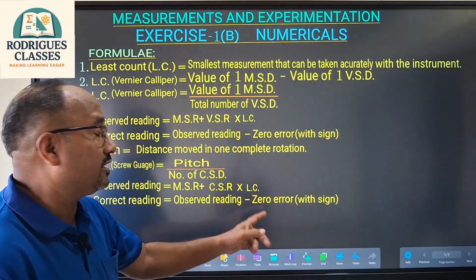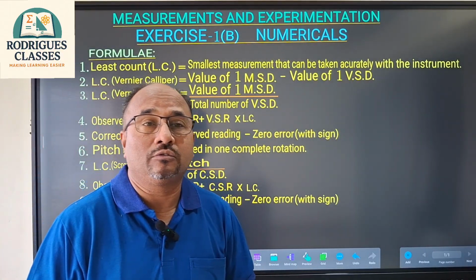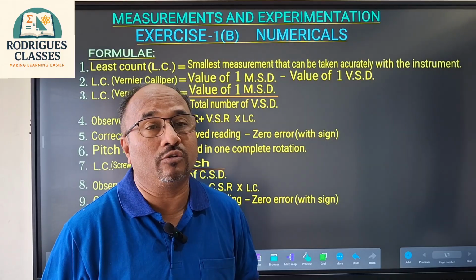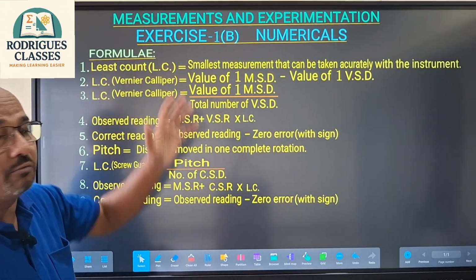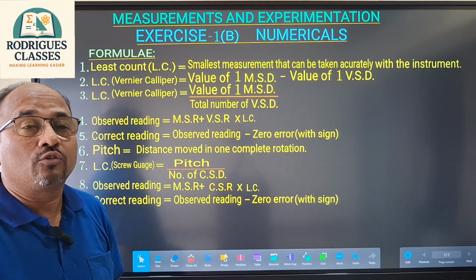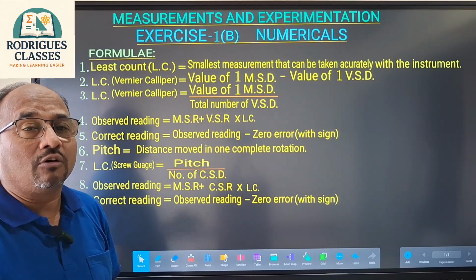Same thing will happen in case of screw gauge also. The same thing has to be followed. So now we have seen the formulas. Make a note of all these formulas. We'll be moving on to the numericals of this part.